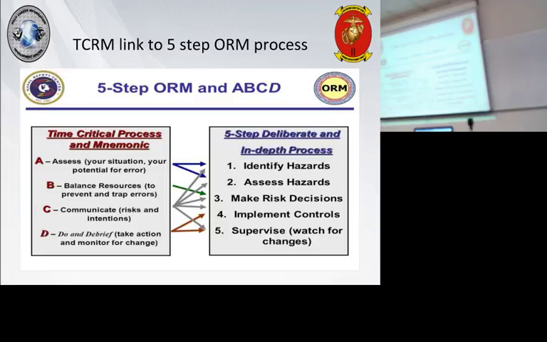So here's the two differences. Your time critical process is ABCD: assess, balance, communicate, do and debrief. Your 5-step process, ORM, is identify, assess, make risk decisions, implement controls, and supervise. Can those all correlate together? Yes, they can. You can mix and match all those steps together, but at a minimum, if you're in a time critical situation, those are the 4 things you have to make sure you do. Make sense?